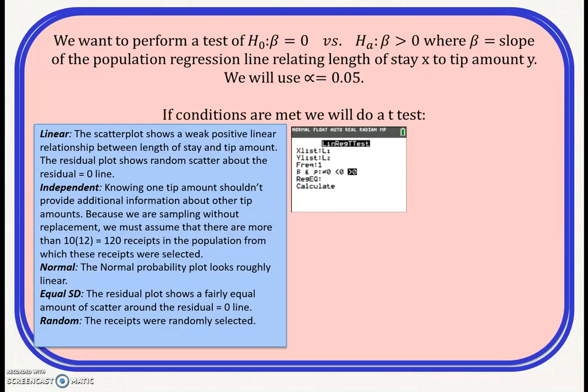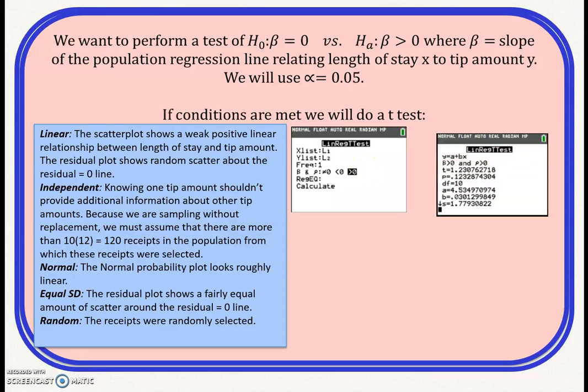So let's go ahead and do a test. In your list of tests, you're going to pick linear regression t-test. In your X list and Y list, you're just choosing list 1 and list 2 with a frequency of 1. We are testing greater than 0 because we're seeing if there's a positive relationship.